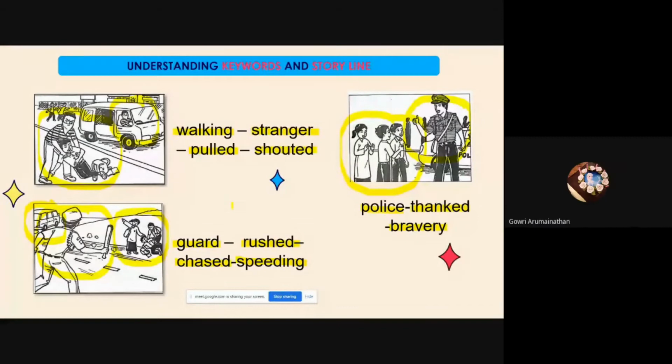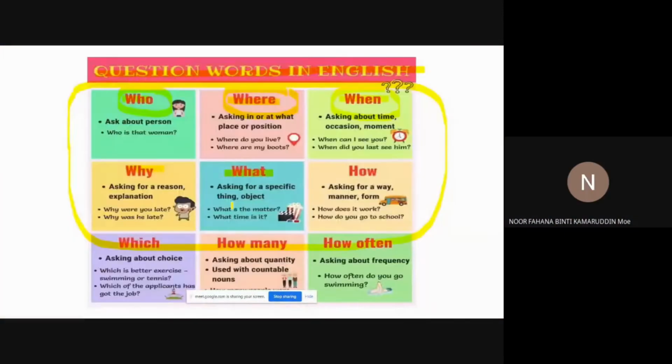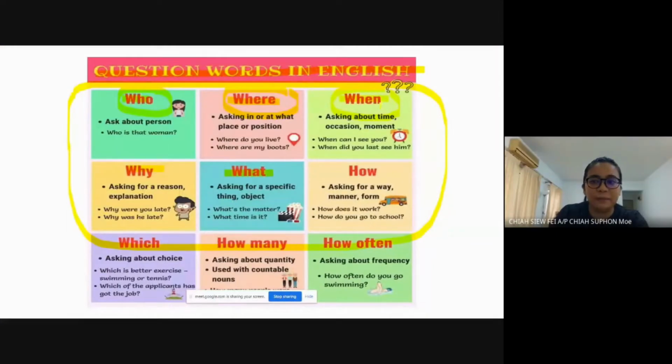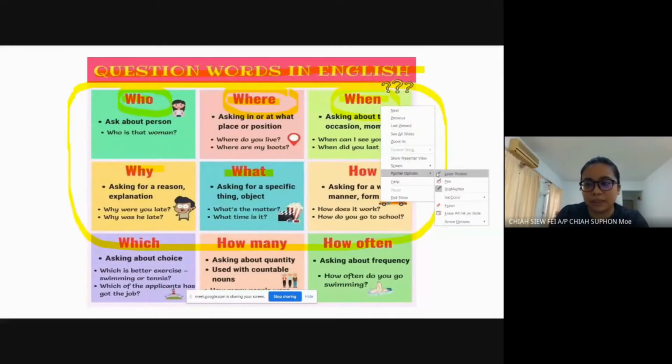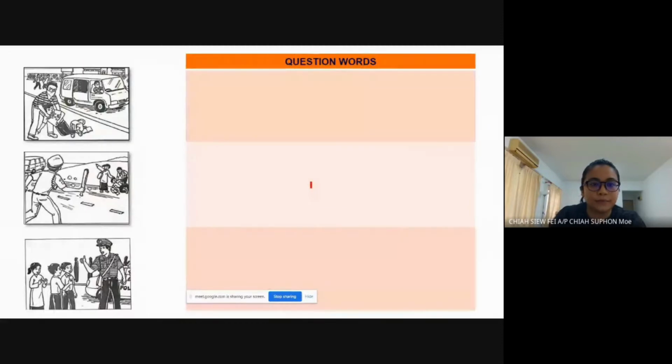Past tense. Okay, very good. Thank you for the response. All right. Okay, so this is very important. This is the most important thing that you have to look at. This one, when. Asking about time, occasion, or what moment. Okay, when it happened, if you get the verb wrong, then most of your marks will go down because you have gotten the tense wrong. Okay, all right. So next, okay.